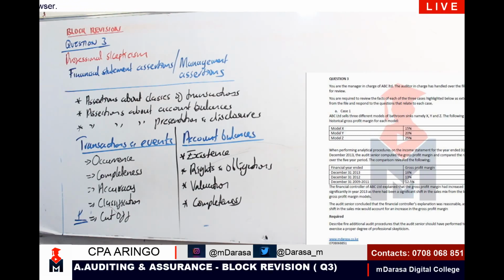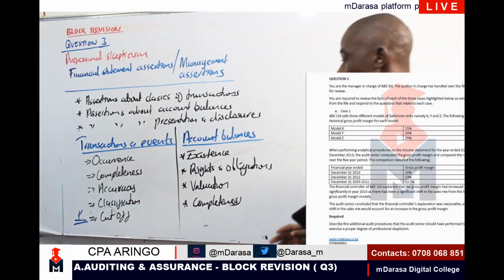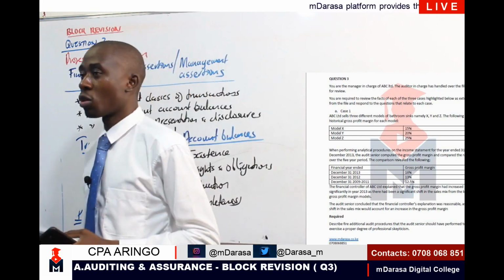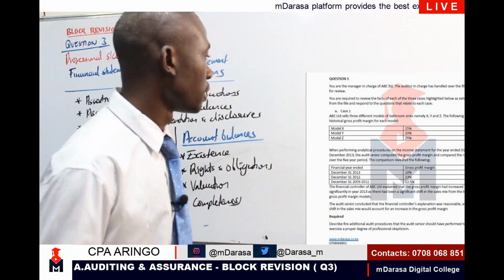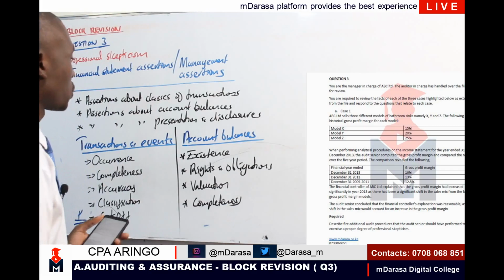Completeness. All assets, liabilities, and equity elements that should have been included in the financial statements have been included, to make sure that our transactions are actually complete. Then finally, talk about presentations and disclosures.